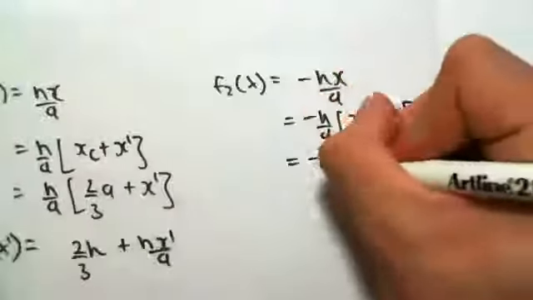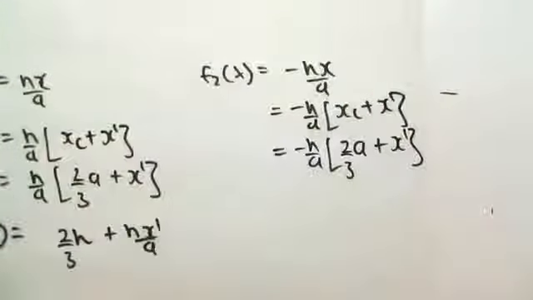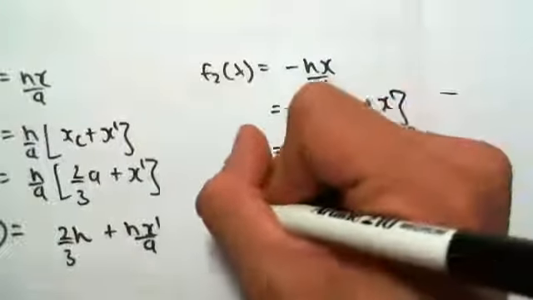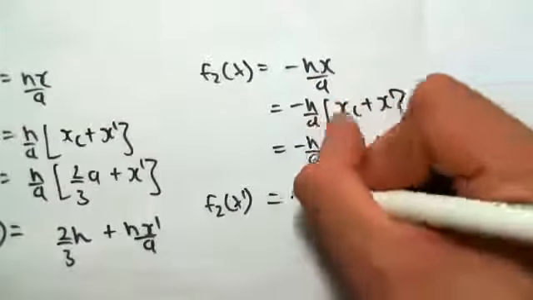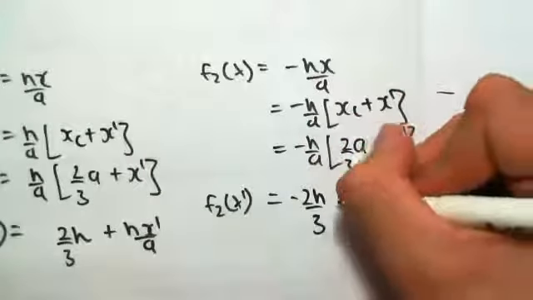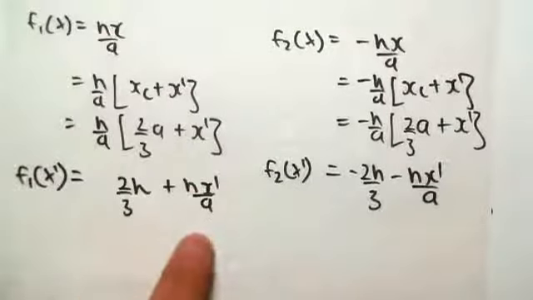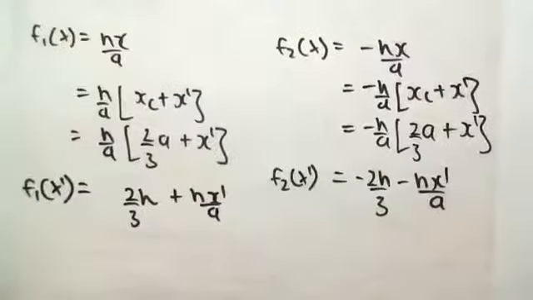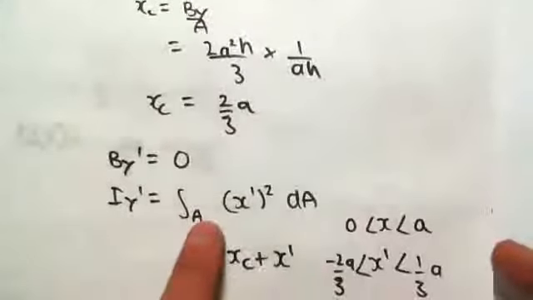Subbing in for x_c, we know it is 2 on 3A plus x dash. Then expanding this out, we're going to get a function 2 of x dash, which would be minus 2h on 3 minus hx dash on A. Okay, so there are our two new functions in terms of x dash. So back to our Iy dash integral, it is this thing here.